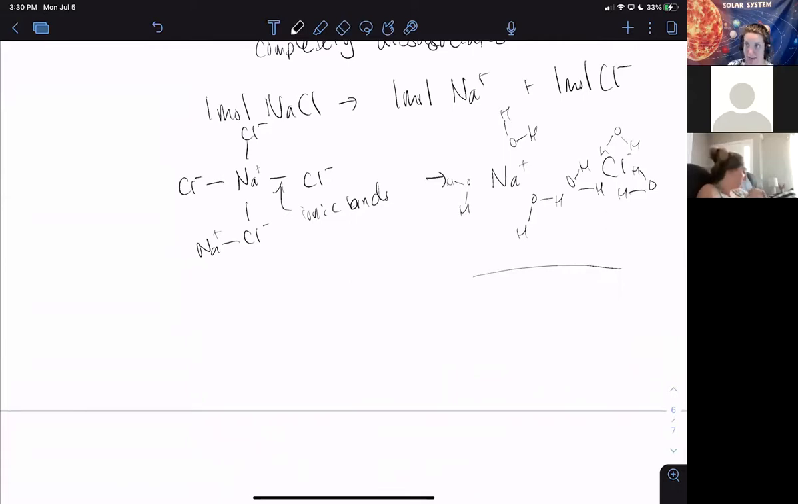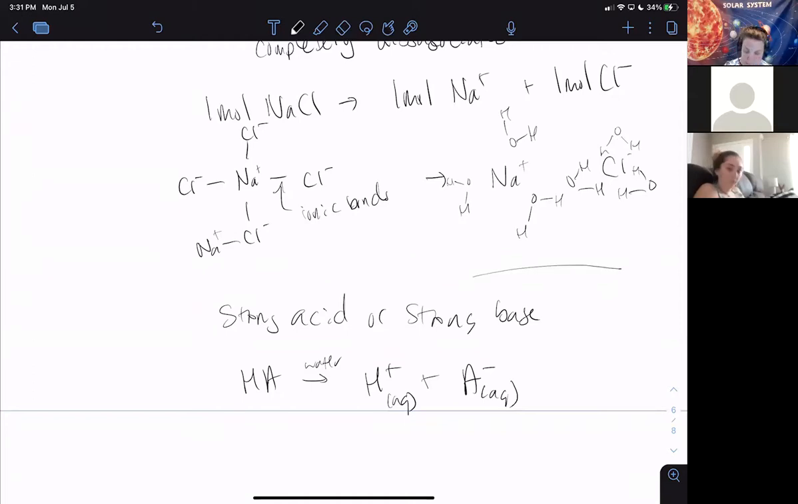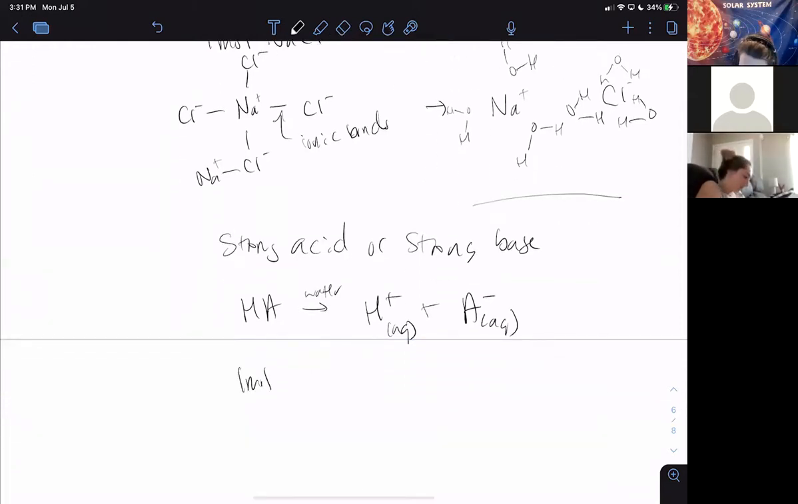A strong acid or strong base will do the same exact thing. So we have some acid, we put it into water, it'll break down into hydrogen ions and the anion, and it will completely dissolve. It'll completely dissociate, breaking down into ions. So you start out with 1 mole of your acid or your base, you produce 1 mole of each of your ions.